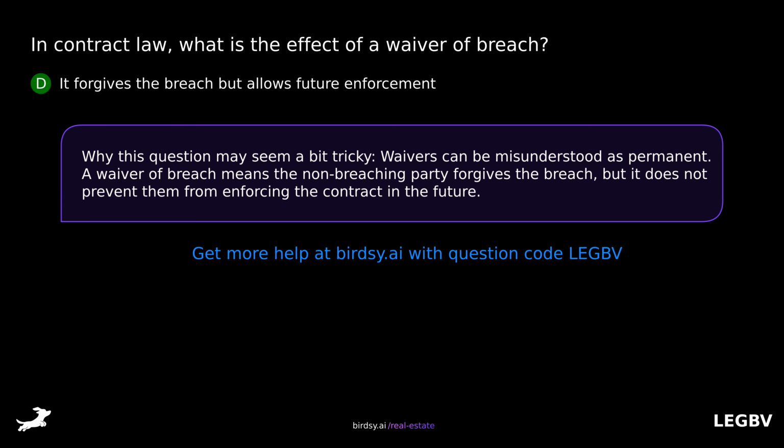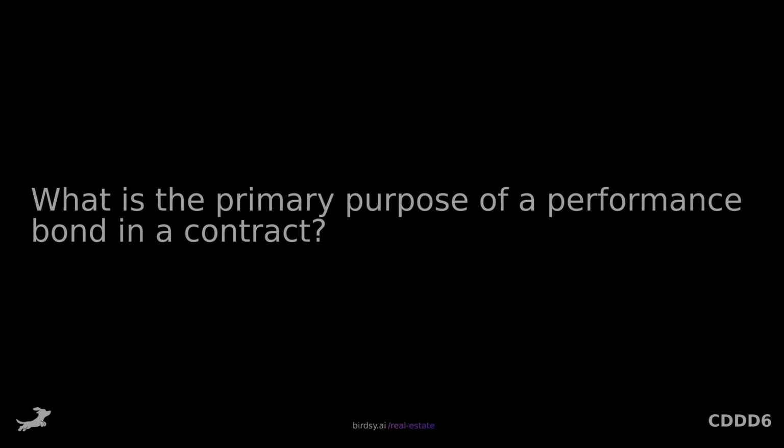Why this question may seem a bit tricky. Waivers can be misunderstood as permanent. A waiver of breach means the non-breaching party forgives the breach, but it does not prevent them from enforcing the contract in the future. What is the primary purpose of a performance bond in a contract?